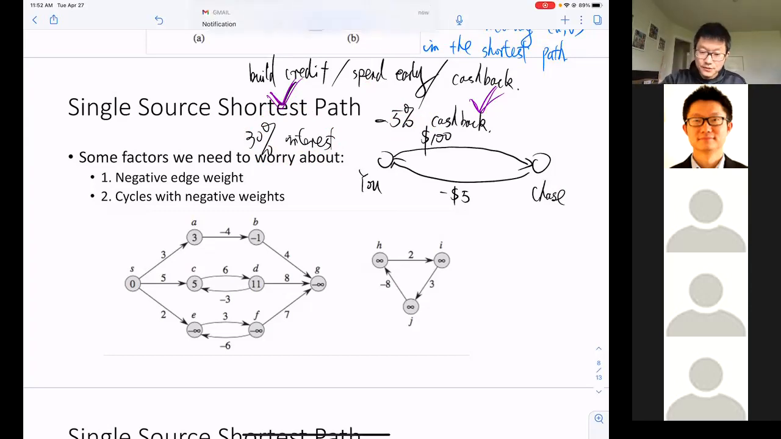Okay. So here, we can have negative weights in the edges, but there is one thing. Negative weights are okay, but negative cycles are not going to be okay. What does a negative cycle mean? For example, if someday Chase said, I'm going to go crazy. I'm not going to give you 5% cashback. I'm going to give you 105% cashback.